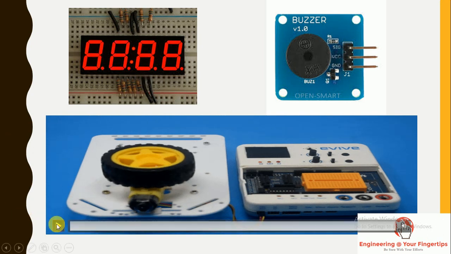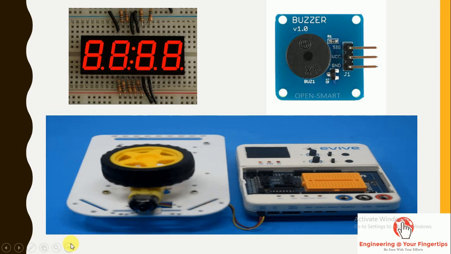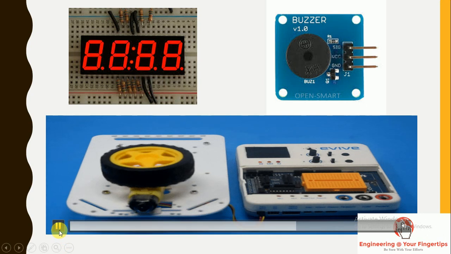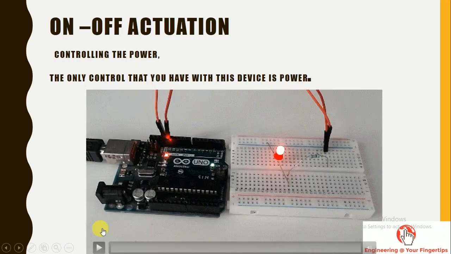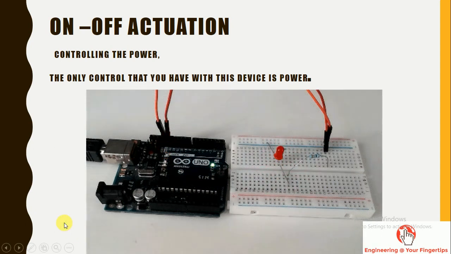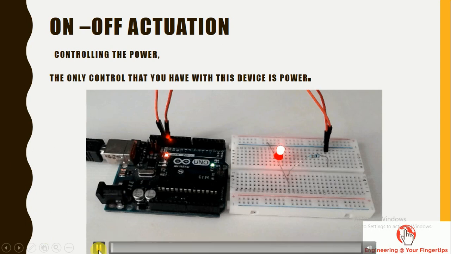Now the simplest type of actuation you have is what I will call on and off actuation or power actuation, and all you are doing is controlling the power. The only control that you have with this device is power. Now this is very simplistic control, so even complicated actuators can be controlled via power. Minimal control, but you can do something via power.